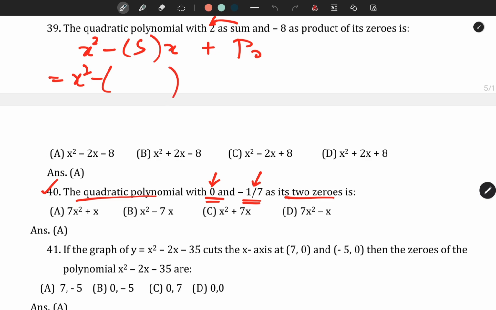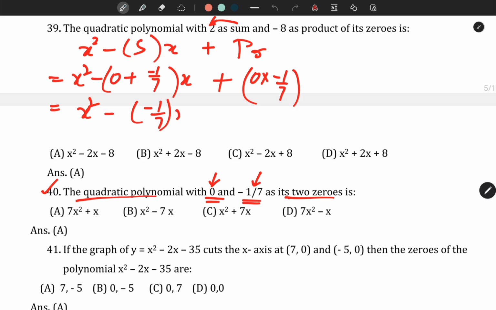So to get the sum, we will add the zeros. What are the zeros? One of the zeros is 0, another zero is minus 1 by 7. And to get the product of the zeros, we'll multiply the zeros. So the zeros are 0 and minus 1 by 7, so we'll multiply to get the product. Now this will be x square minus, now when you add 0 plus minus 1 by 7, we'll get minus 1 by 7 into x plus product. 0 multiplied by anything will be 0.